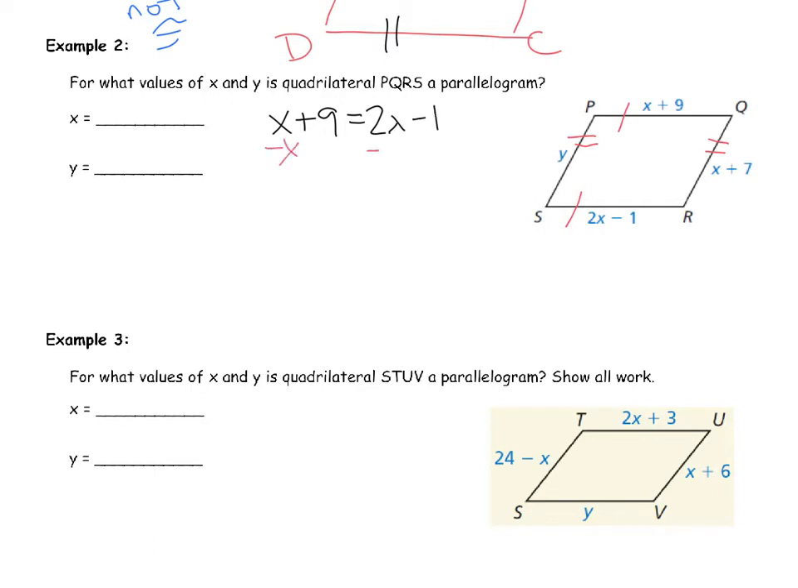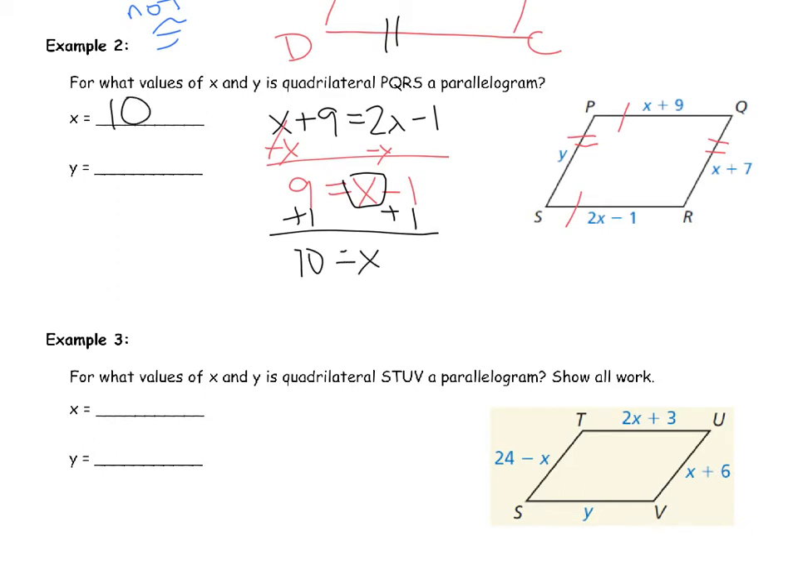I'm going to subtract x from both sides so I can get my variables together. So we get 9 equals x minus 1. Then I'm going to add 1 to both sides because I'm trying to get x by itself, and we basically get that x is 10.